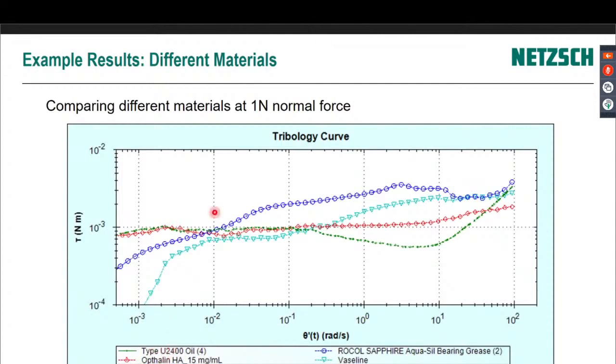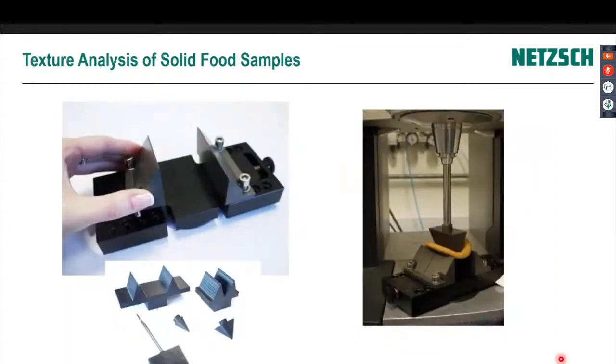So I apologize, I don't have a lot of food examples in this one, but you can see here that the Vaseline, so fairly low viscosity, is fairly slippery, whereas the ophthalmine maybe didn't give such a good lubrication, and the grease was even thicker. So you get an idea. That's the tribology cell.